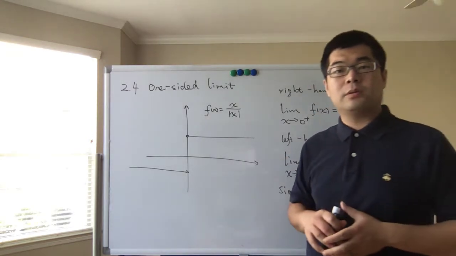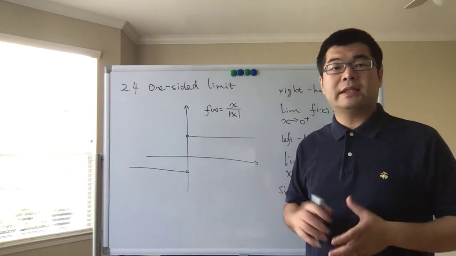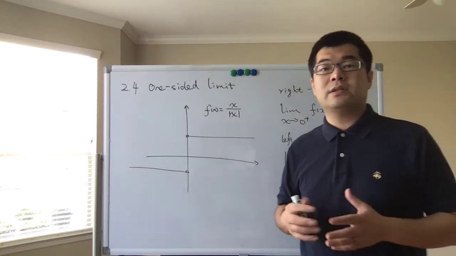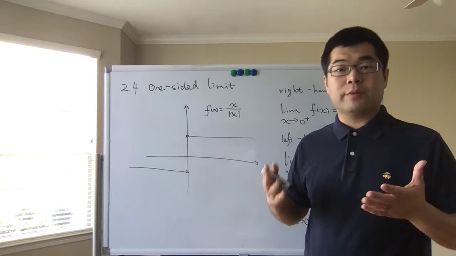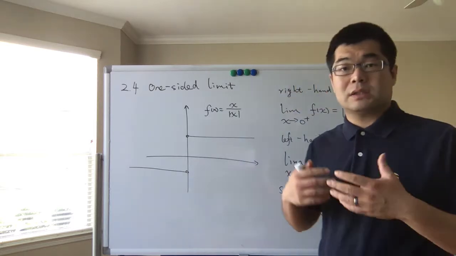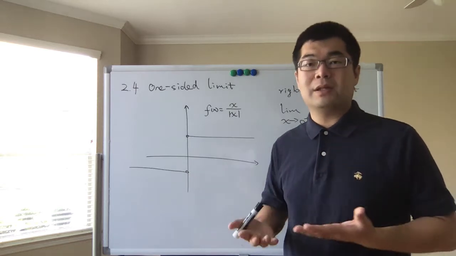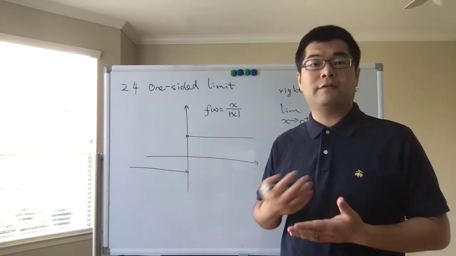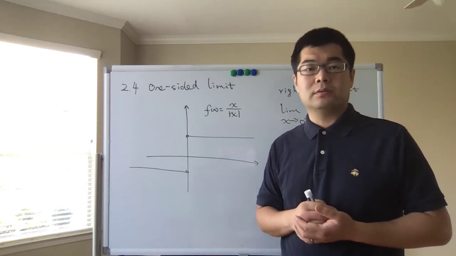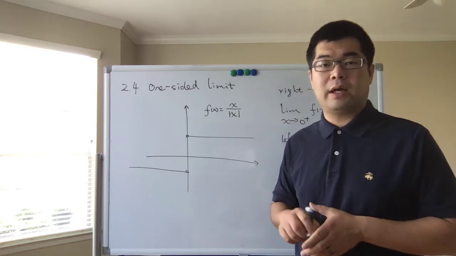Okay, so now let's talk about section 2.4, the one-sided limit. This section is going to be a very brief session, as we talked about what is the definition of limit, how do we evaluate the limit, right? So we talked about a lot from 2.2. And so let's talk about the one-sided limit, okay?